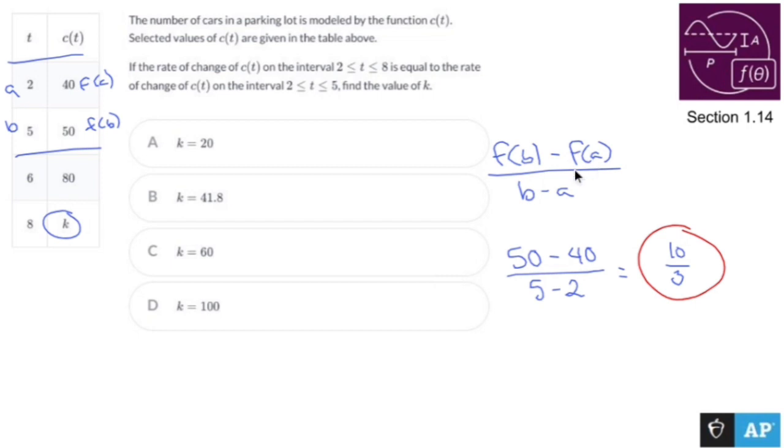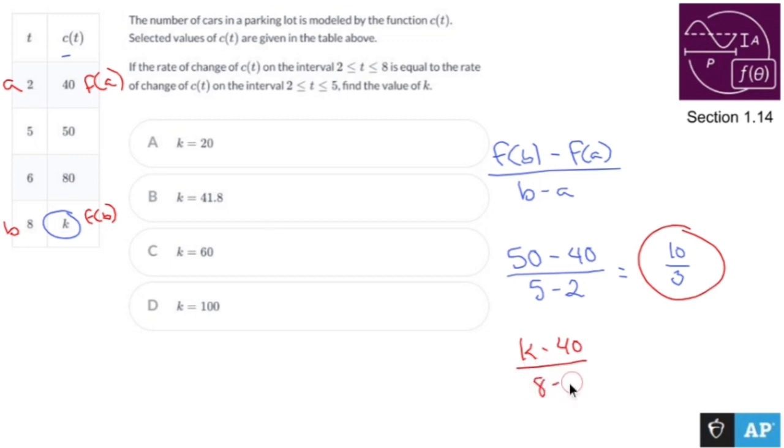Okay, I have f of b minus f of a, where now if I erase all this information and my job is to find from 2 to 8, I'll call you A and I'll call you B, making you f of A, making you f of B. So f of B minus f of A is going to be k minus 40 over b minus a, which is 8 minus 2. What do I know about this average rate of change? Well, it's the same as the other one, which means it's going to equal 10/3.